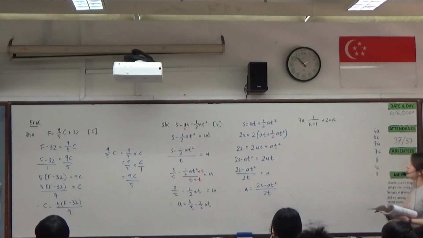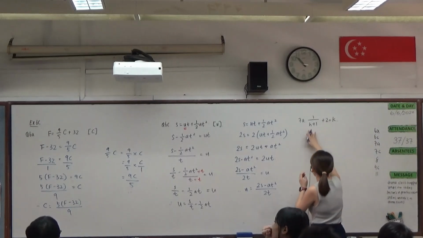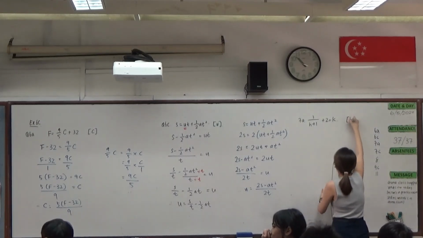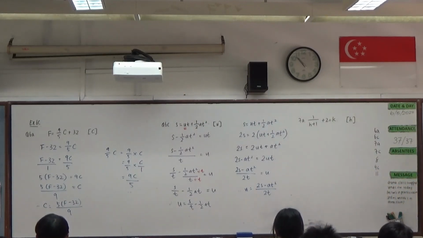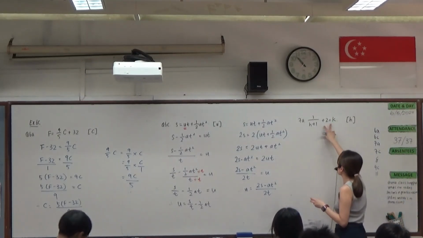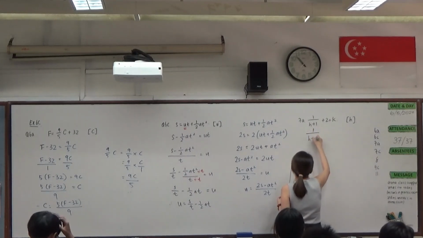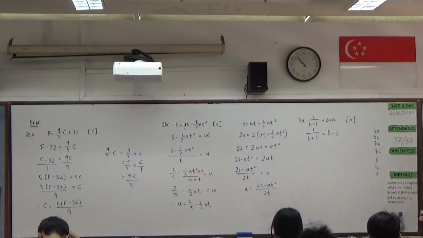Okay, so we have 1 over h plus 1, plus 2 equals to k. So now we want h to be the subject. So in this case, what will we do first? What will you do first? Okay, bring the 2 over to the other side, right? So I'll get 1 over h plus 1 equals to k minus 2.